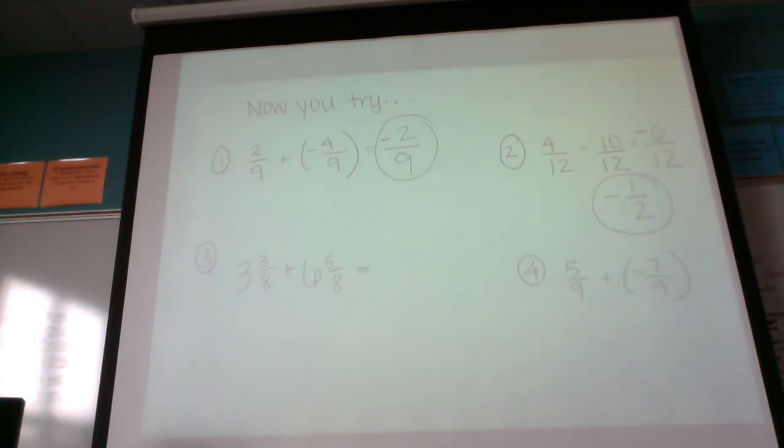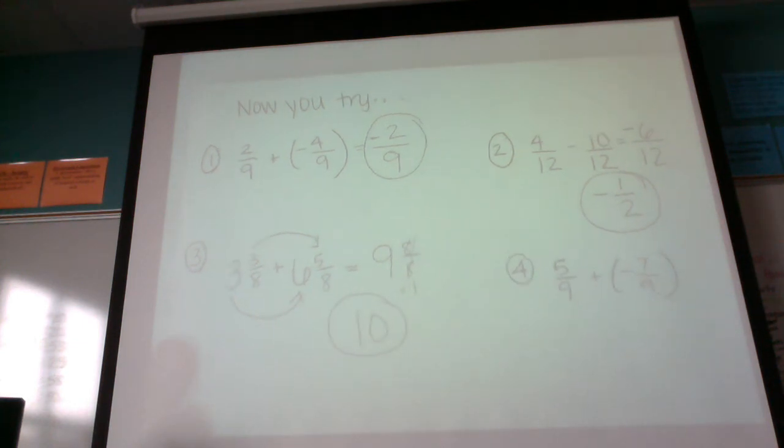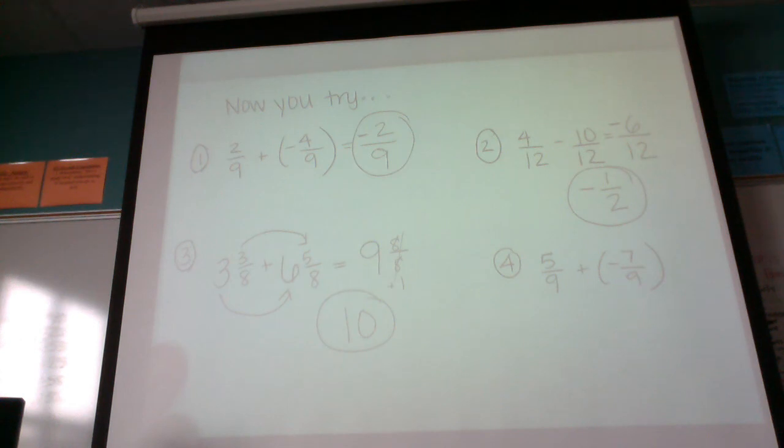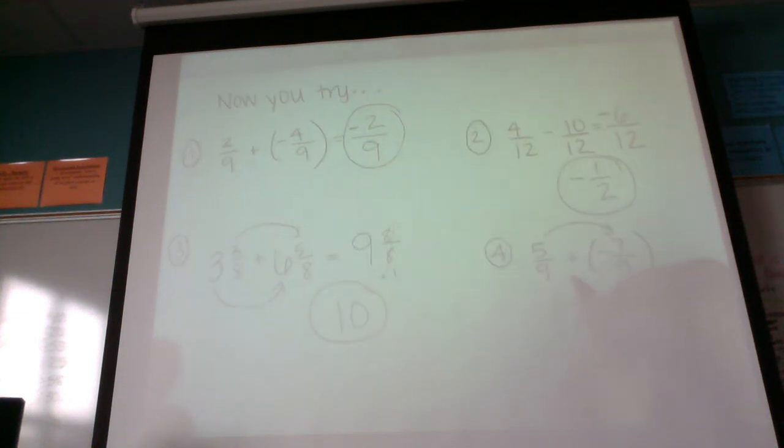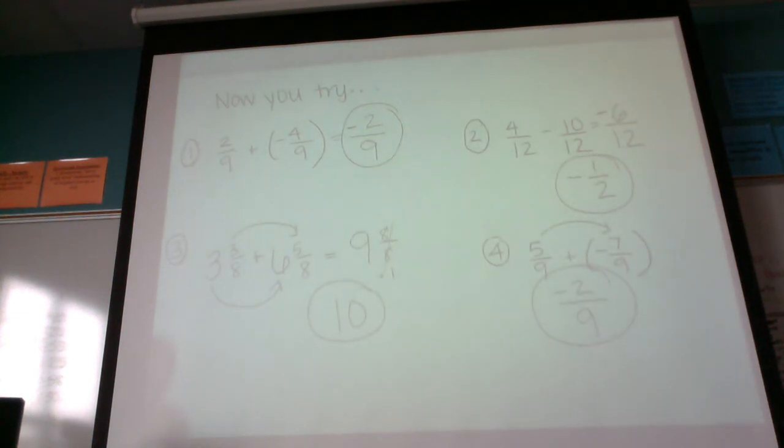Number 3 there, we have 3 plus 6 is going to be 9. 3 eighths plus 5 eighths is 8 eighths. Well, 8 eighths is equal to 1 whole, so I'm going to add that 1 whole there, so my answer is going to be 10. Last one, 5 ninths plus negative 7 ninths. Ninths is going to be my common denominator. 5 plus negative 7 is going to be negative 2. Go ahead and begin your practice.